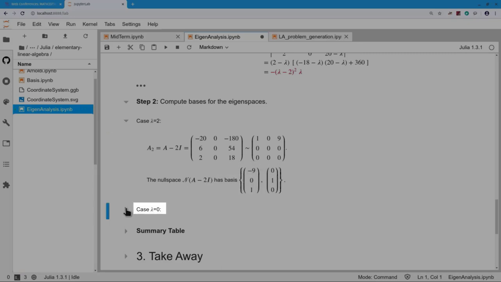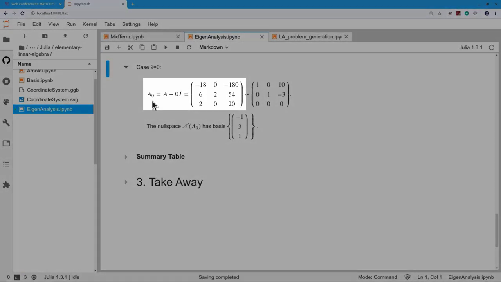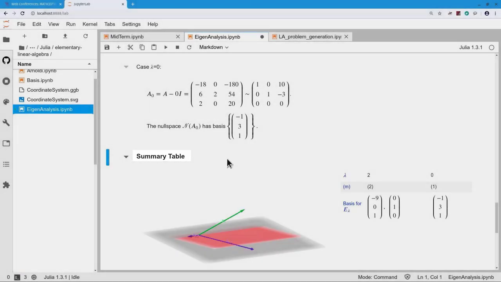Now for the case lambda equals 0. For the case lambda equals 0, we have to compute A minus 0I, in other words, A itself. And when we do Gaussian elimination, we find a single missing pivot. And solving for the null space, we get a null space vector minus 3, 1, a single vector. If we summarize everything now, and we always should, we are going to build a summary table as our third step. Here it is.